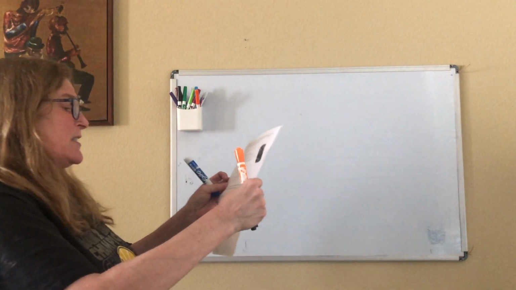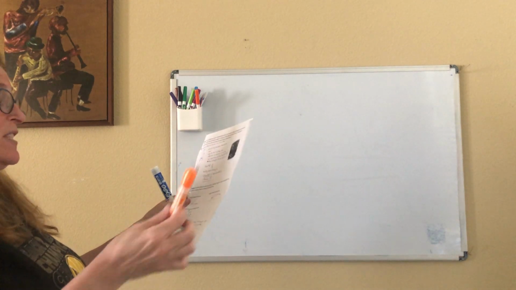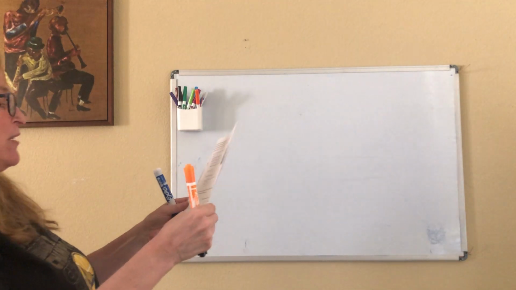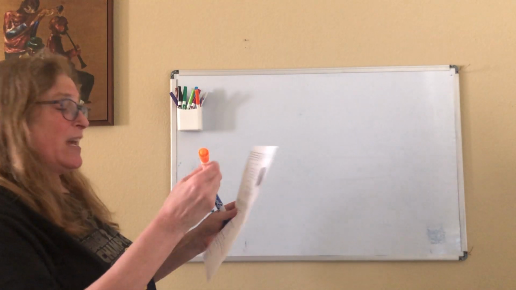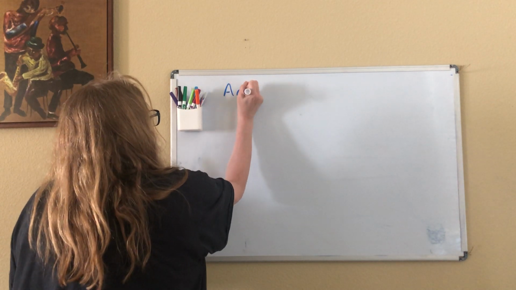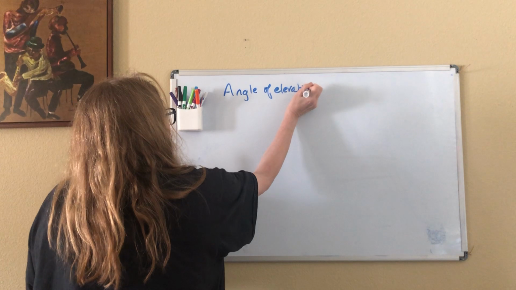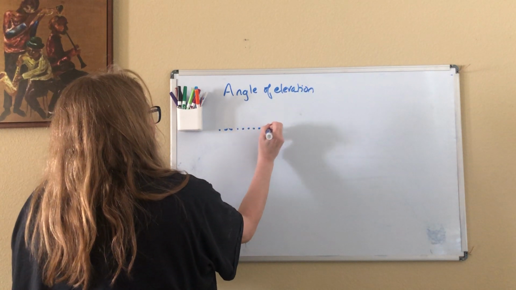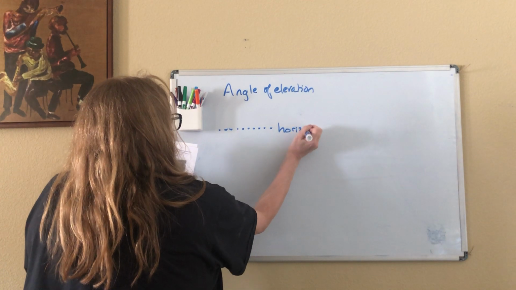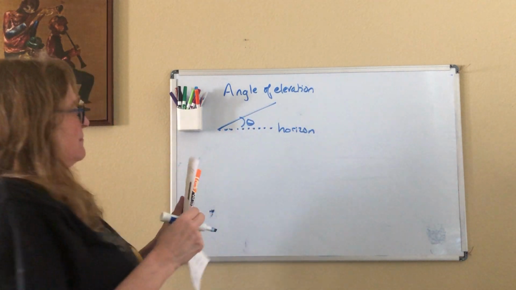Okay, so it says a parasailer is attached to a boat with a rope that's 72 feet long. The angle of elevation from the boat to the parasailer is 28 degrees. Okay, guys, angle of elevation. An angle of elevation looks like this. If I have the horizon like this, the angle of elevation is going to be above the horizon.